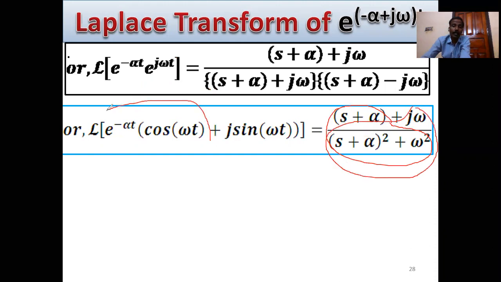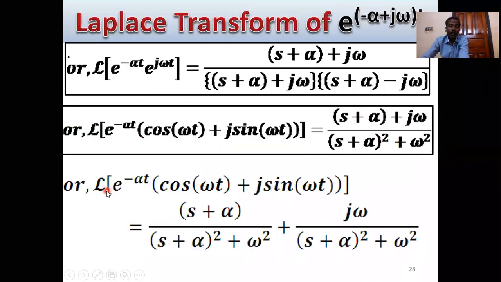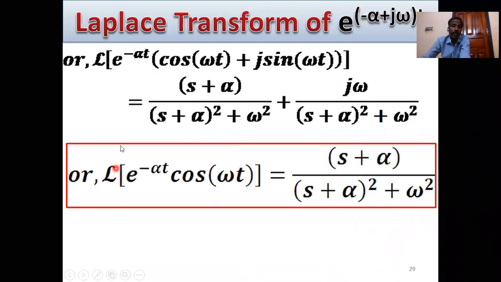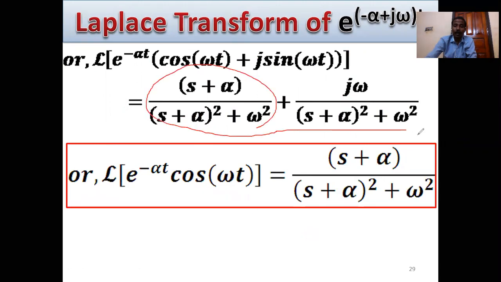So on the left hand side this is the real part and this is the imaginary part. Comparing both sides, real and imaginary part, we get Laplace transform of e to the power minus alpha t, cos omega t plus j sin omega t, and right hand side real part s plus alpha by s plus alpha whole square plus omega square, plus j omega by s plus alpha whole square plus omega square. Then the real part, Laplace transform of e to the power minus alpha t cos omega t, equals s plus alpha divided by s plus alpha whole square plus omega square. This is the right hand side part and this is the left hand side part.